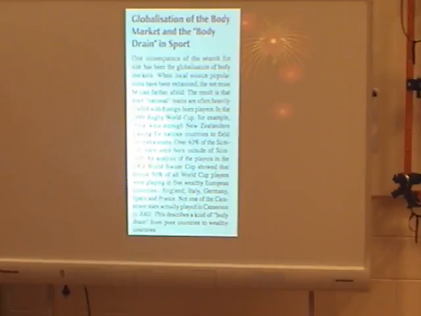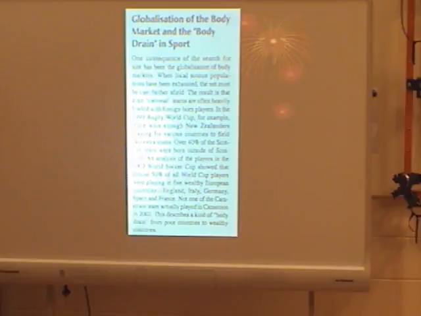Another example is soccer. And so what they have shown, so 50% of all World Cup players were playing for the wealthy countries. So you're seeing a lot of the best players and the most optimized players going to the people with the most money. So if you can pay them more, they'll go there because they can get more money. But if you're a poor country, you're going to get body drain. It means your players are going to go play for the wealthy countries. And so that's where you get the body drain.